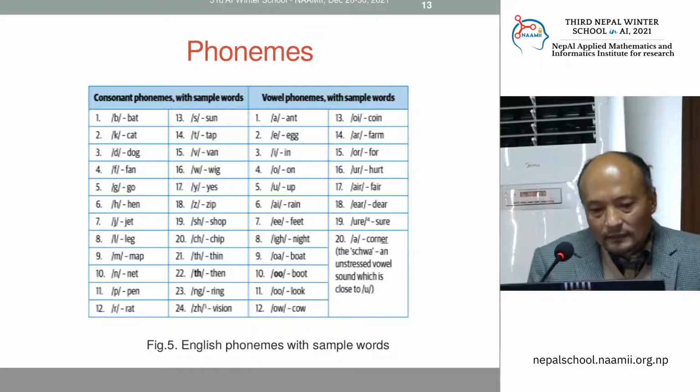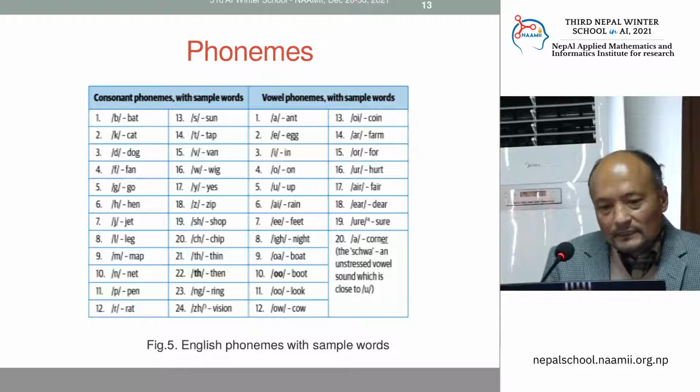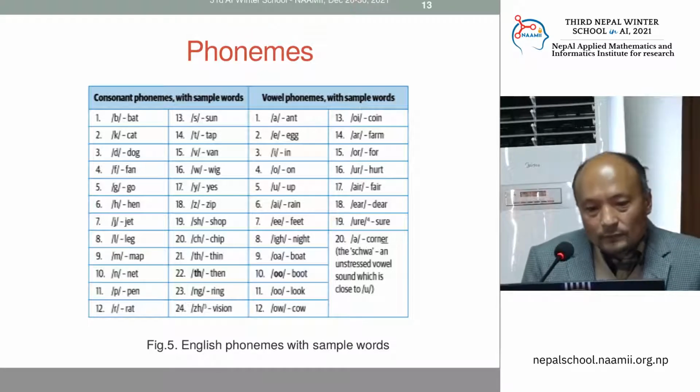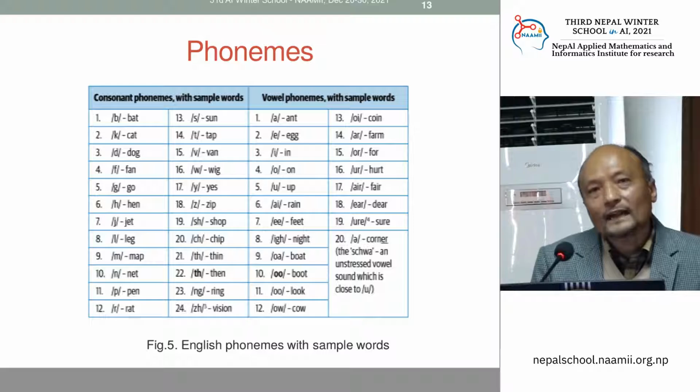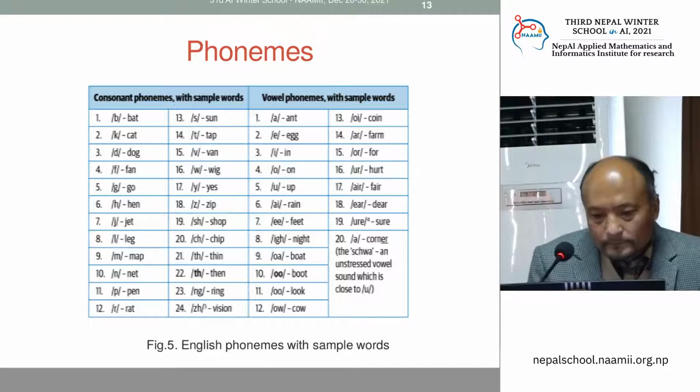These are the English phonemes with sample words. You can see in the figure we have consonant phonemes with sample words, like bat, the sound B in bat, and so on.